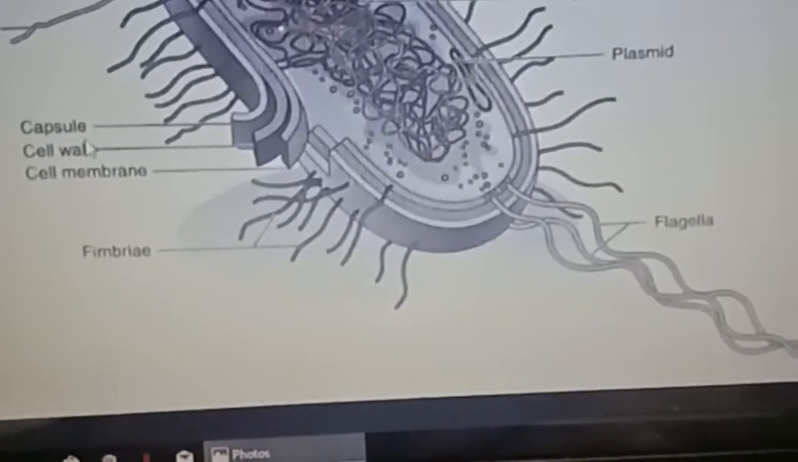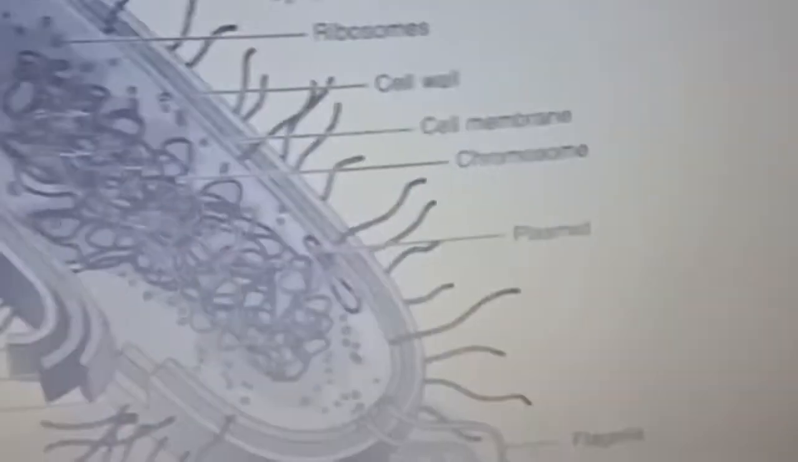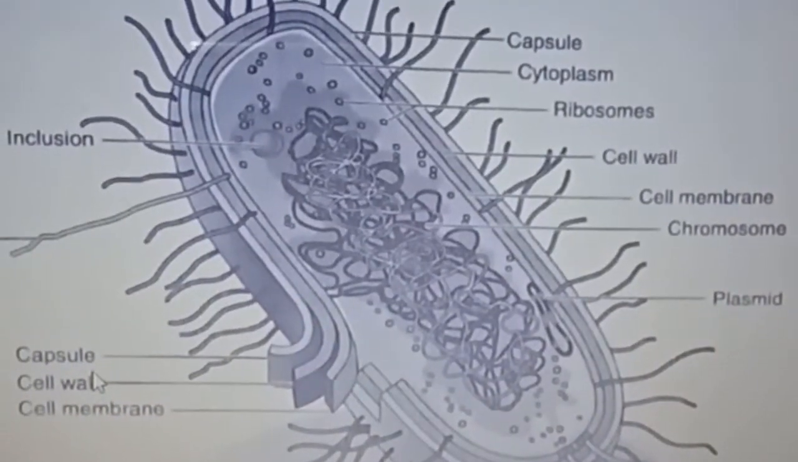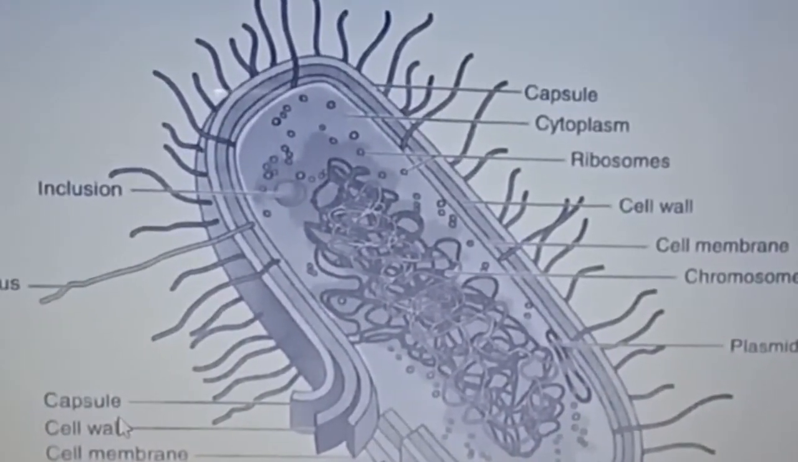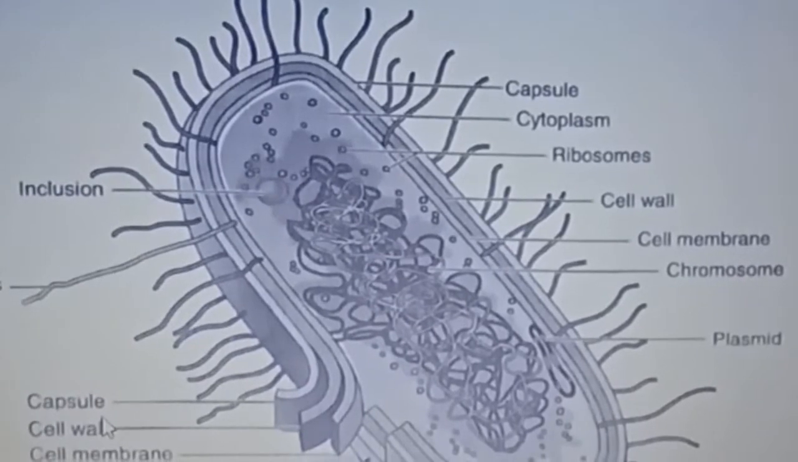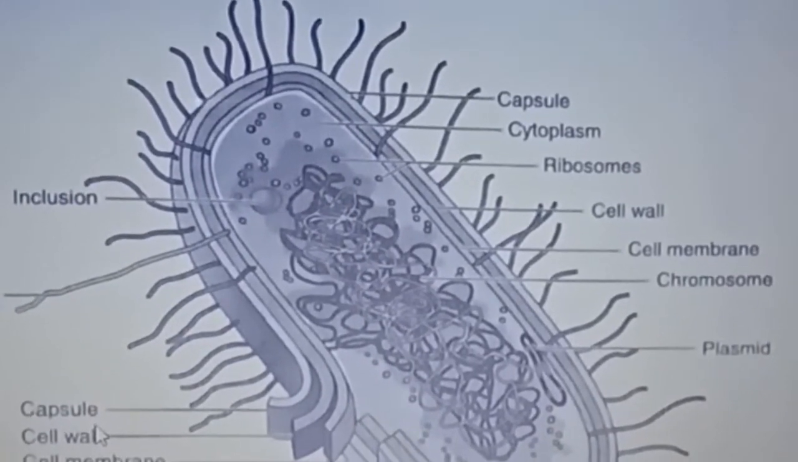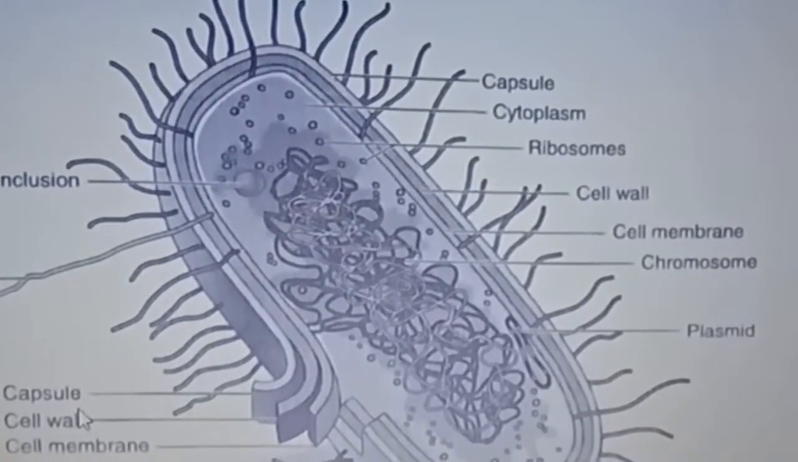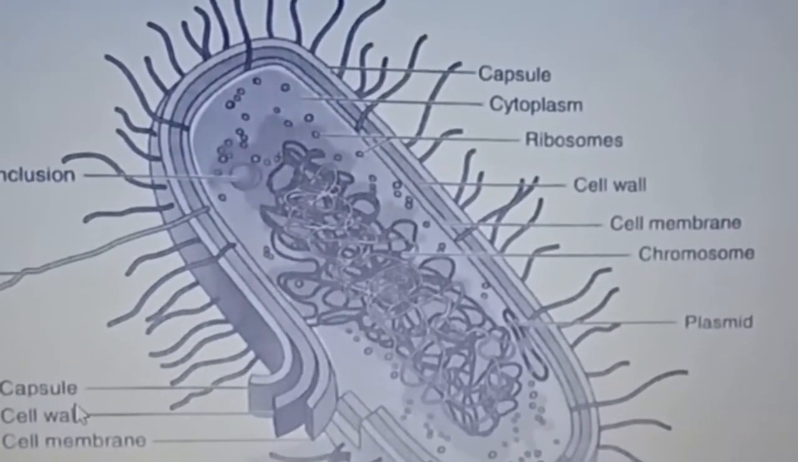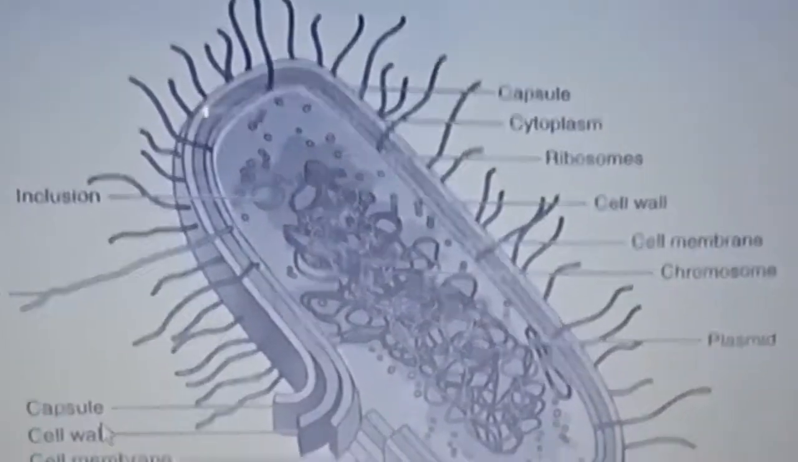So, the prokaryotic cell is the simplest and most ancient cell. It is smaller than eukaryotic cells and has a simpler structure. It lacks a nucleus, and it has a single circular chromosome.